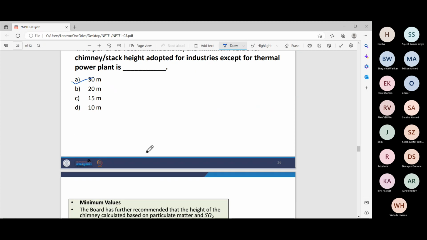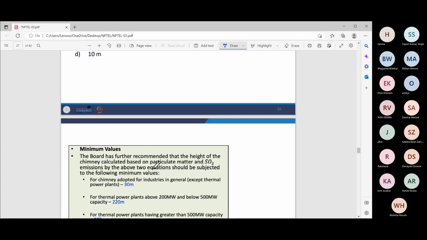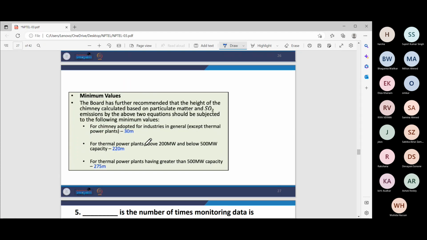Okay, one thing I would like to ask you guys: why is this difference there? For all the industries in general we are taking 30 meters, and for the thermal power plants we are taking such higher values, that is 220 and 275 meters. There must be some reason behind that. So do you guys have any idea why this difference is there?